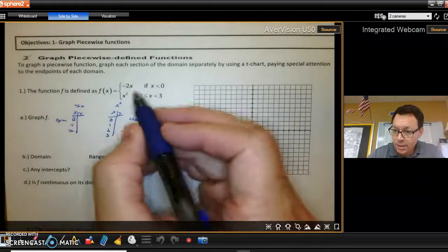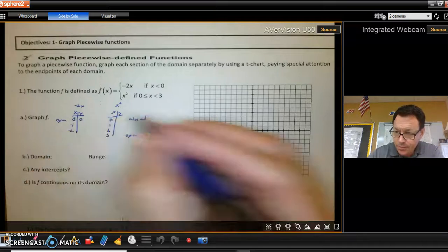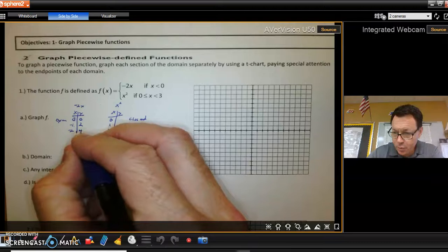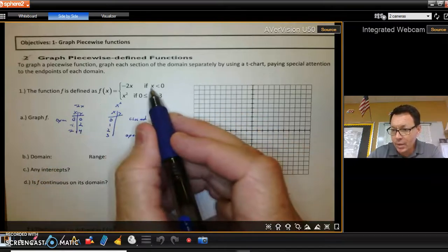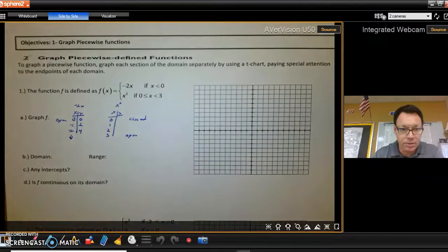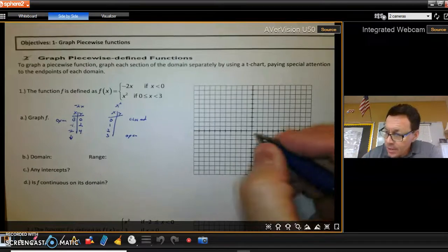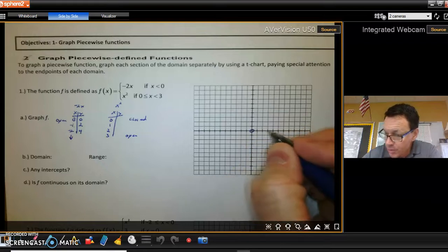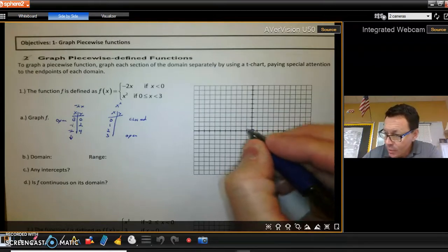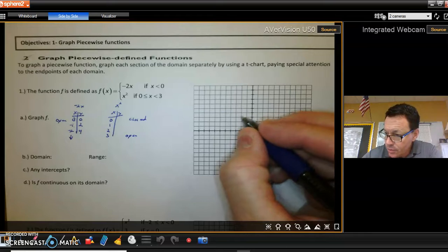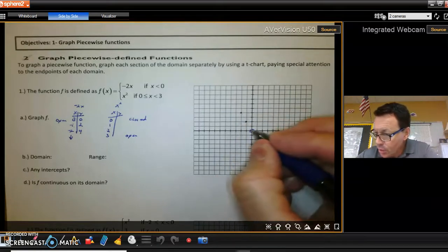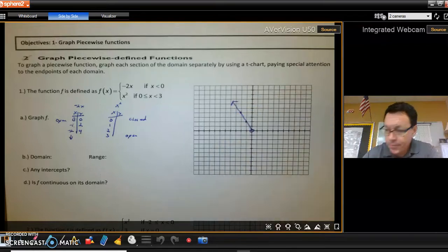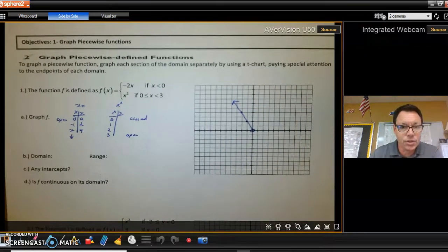If I plug a 0 into negative 2x, I'm going to get a 0. If I plug in a negative 1, I'm going to get 2. And if I plug in a negative 2, I'm going to get 4. And then this is going to keep going, right? I want everything, so this will go on forever and ever. So that piece of the graph is going to look like this. It's going to start at 0, 0, so it's going to start at the origin. So open circle. And then negative 1, 2, negative 2, 4, and then it's just going to go on and on, like that. That's what that piece of this function looks like.